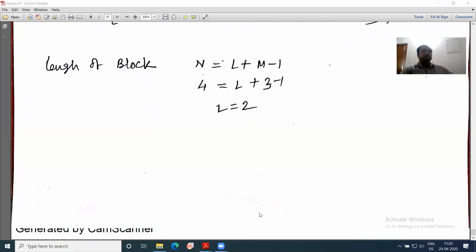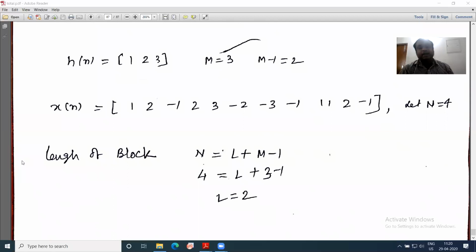The next part of the solution we will discuss tomorrow. Next I will take 2 data from here, then 2 data from here, 2 data from here. How many sections will there be? 1, 2, 3, 4, 5, 6 sections. Now I have to pad how many zeros? 2 zeros in the beginning and 2 data from each section.